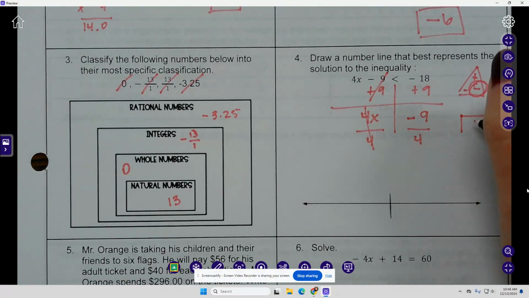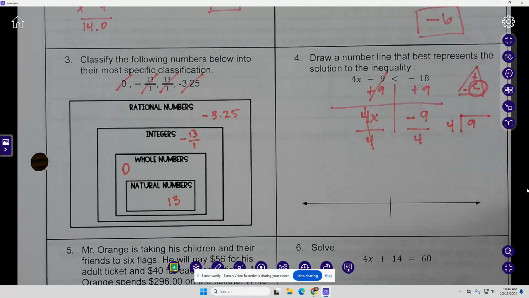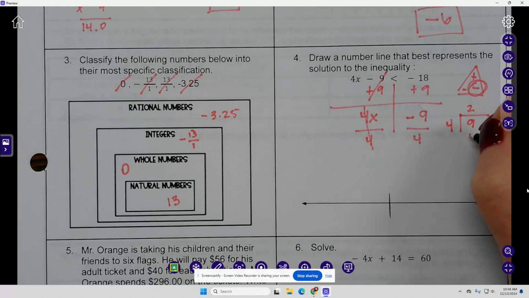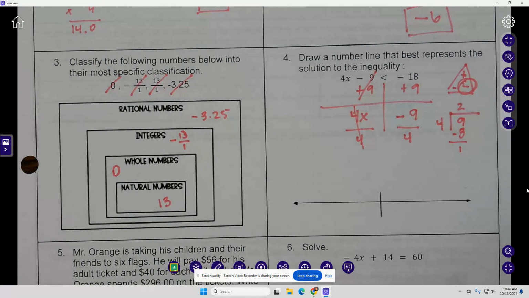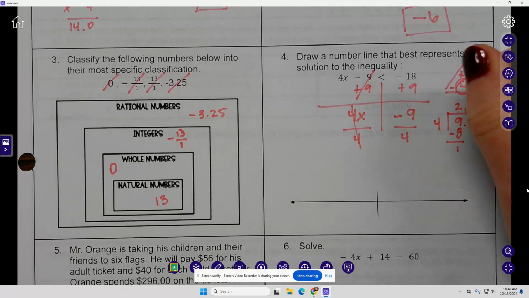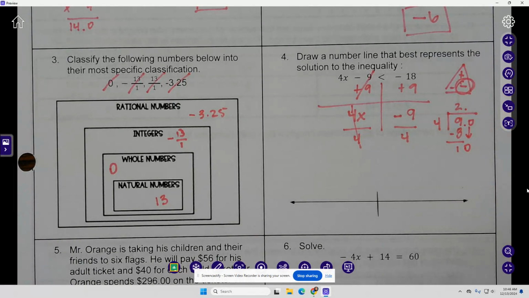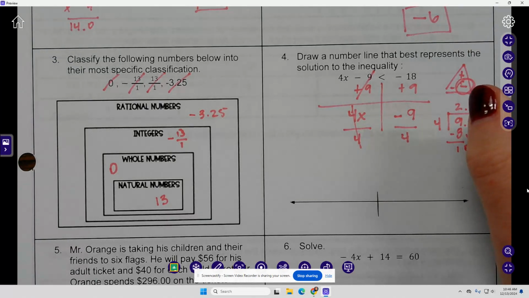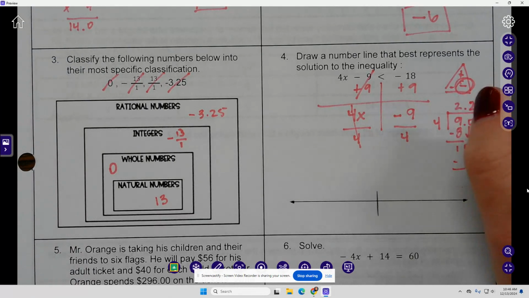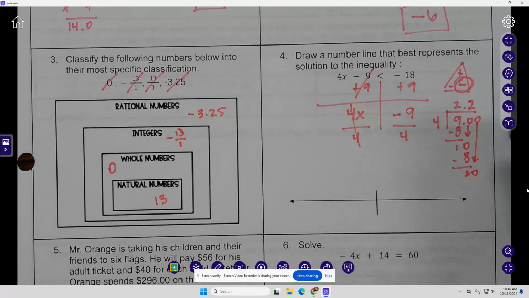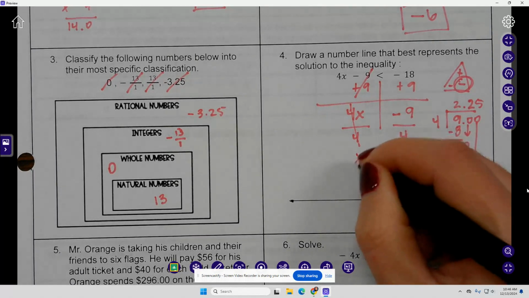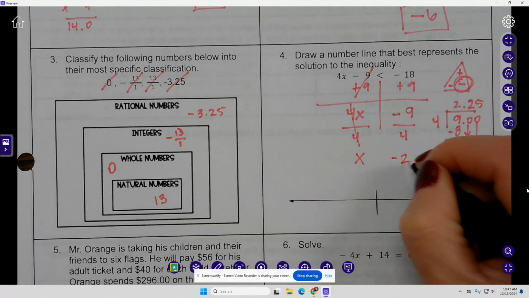Before I do any division, 4 can go into 9 2 times. Subtract 8, get 1. I don't have a remainder of 0, so I have to add a decimal and a 0 and bring that down. 4 can go into 10 2 times. I still don't have a remainder of 0, so I have to bring down another one. 4 can go into 20 5 times. I subtract. There we go. So I have x, and I have negative 2.25.